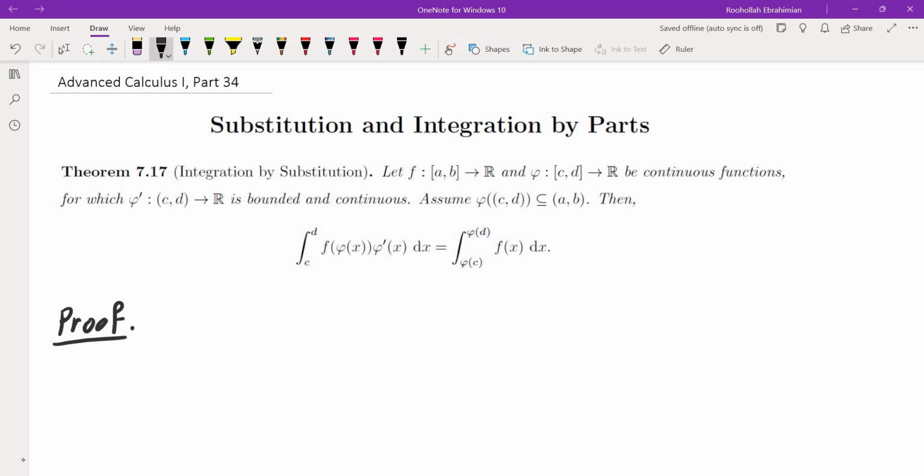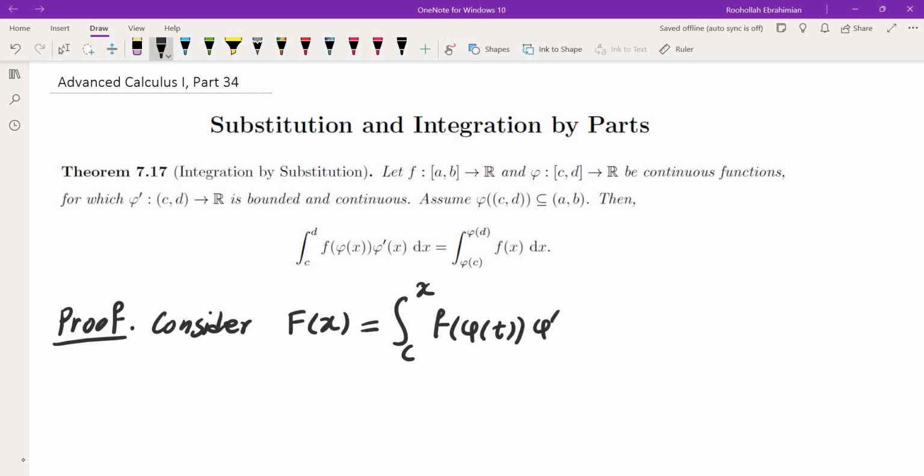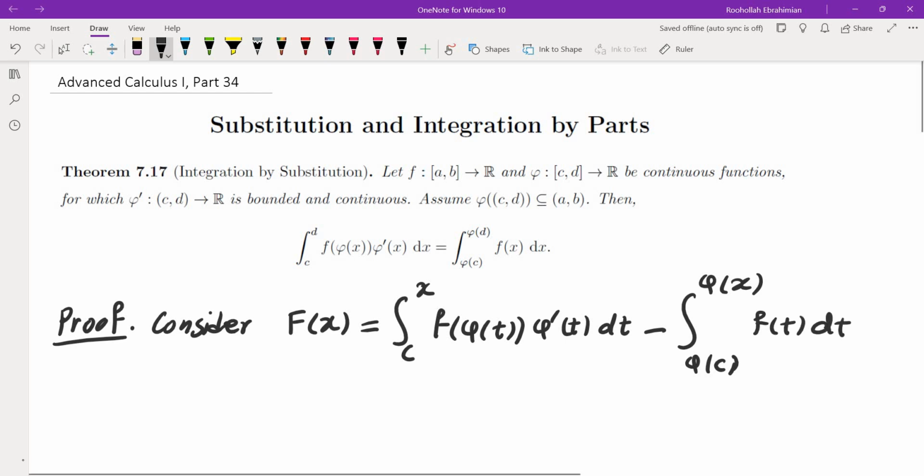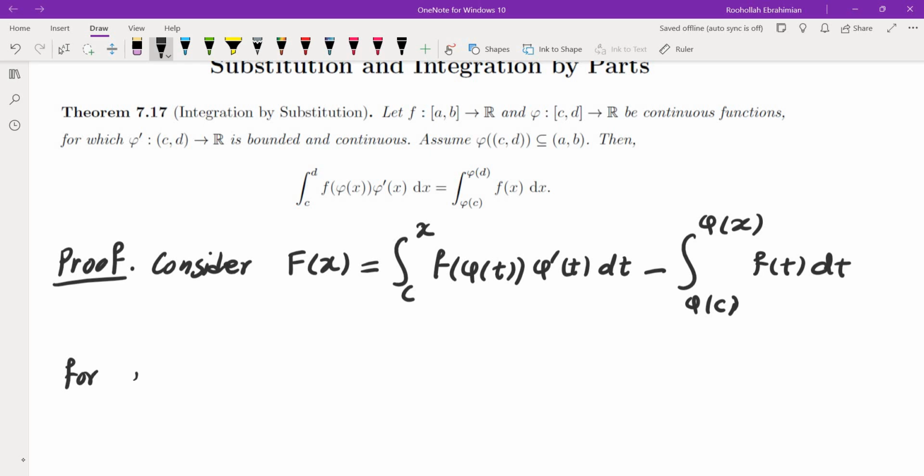So consider this function. F of x equals the integral from c to x of f of phi of t, I will use t here, times phi prime of t dt, minus the integral from phi of c to phi of x of f of t dt, for all x inside [c,d].